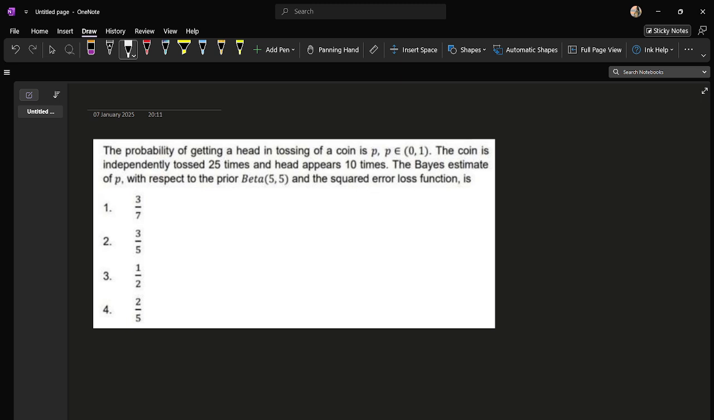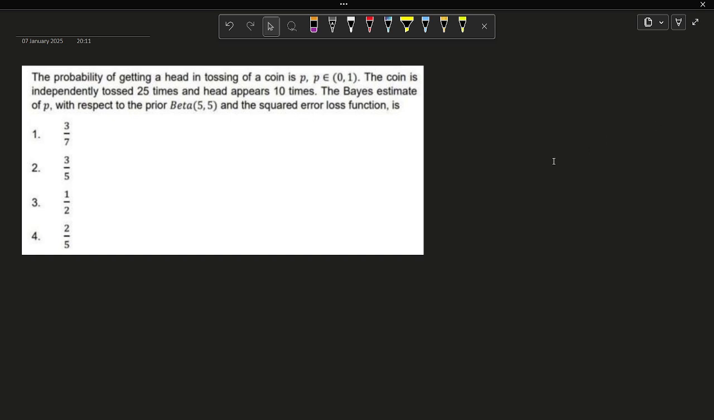We are solving some previous year questions from the subject statistics. The question tells us that the probability of getting a head in tossing of a coin is P, where P lies between 0 and 1. The coin is independently tossed 25 times and head appears 10 times. We have to find the Bayes estimate of P with respect to the prior Beta(5, 5) and the squared error loss function. There are four options.